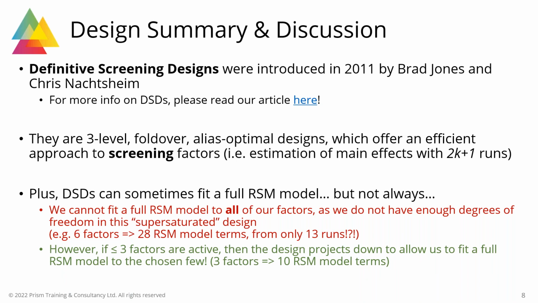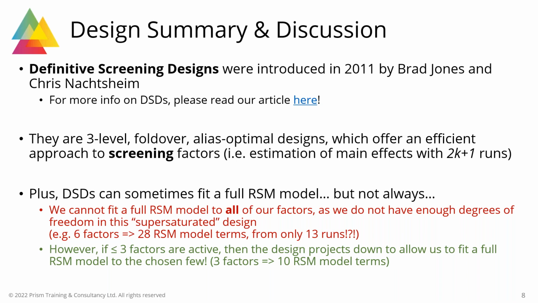However, if we get lucky, and that's a big if, but if we get lucky and 3 or fewer factors turn out to be active, then the way that these designs are constructed is really quite interesting. Because this design collapses or projects down to any 3 factors and allows us to fit a full response surface model to those 1, 2, or 3 factors. So that's pretty cool. If things work out nicely, we've got a lot of very complex information out of a very efficient design. But we don't know what's going to happen. We don't know whether we'll be able to fit this full response surface model or not.